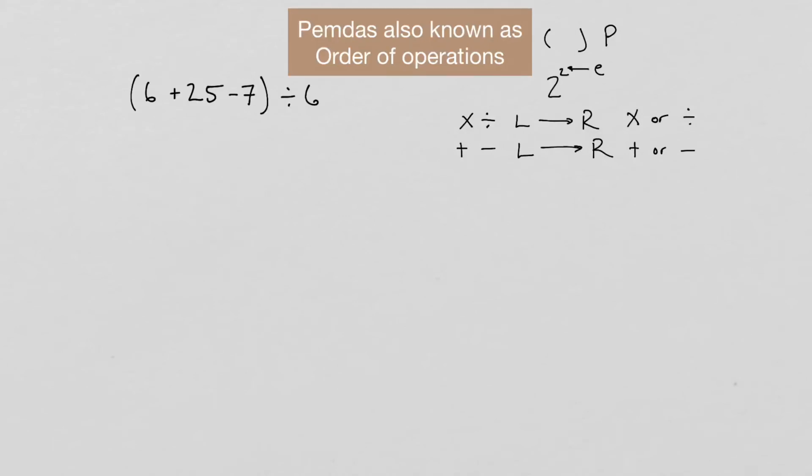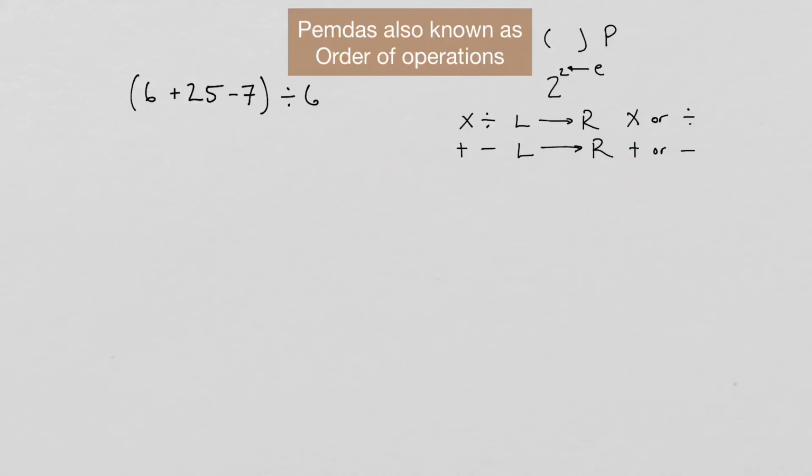Okay, scanning from left to right, we see we have parentheses. So we need to do everything inside the parentheses first. So now we're just looking at what's inside here from left to right. We see we have an addition and a subtraction. So we're going to do addition and subtraction left to right.